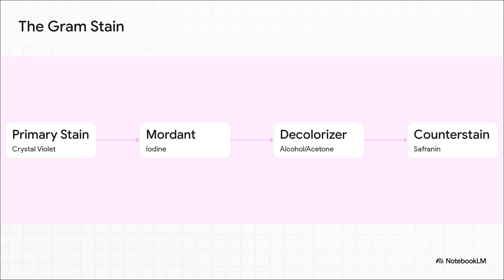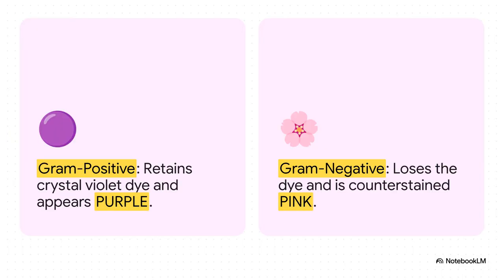And this is where we get our two gangs. The gram-positive bacteria have thick cell walls that trap that purple-iodine combo, so they stay a really deep purple. But the gram-negative bacteria have thin walls, so the decolorizer just washes the purple right out, and they end up grabbing that pink counterstain instead. And boom, just like that, every suspect is now on either Team Purple or Team Pink. Our investigation has its first huge break.